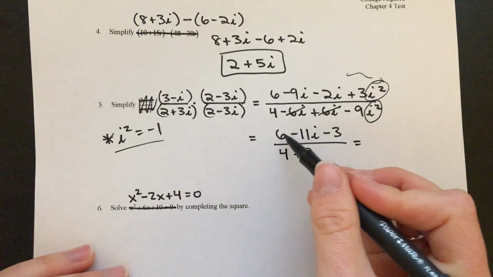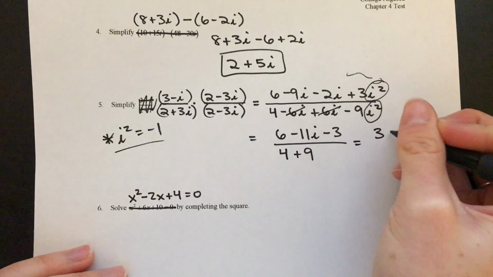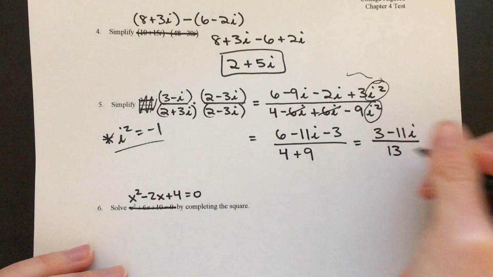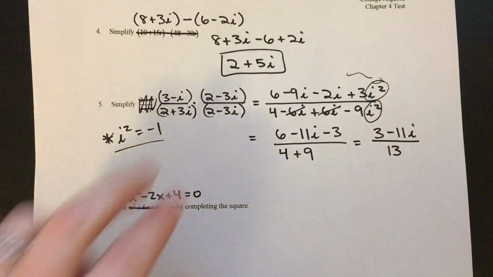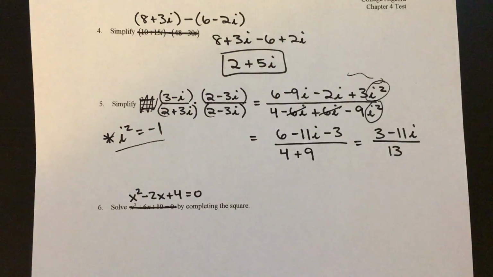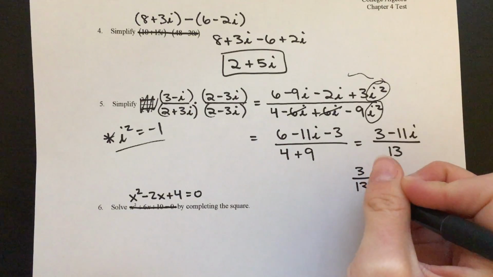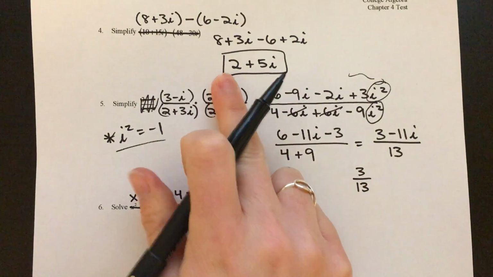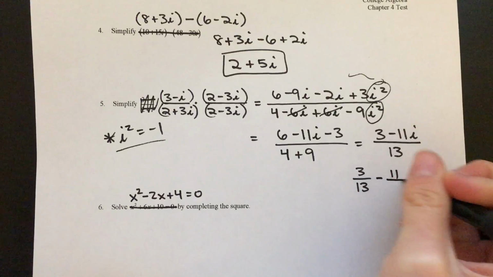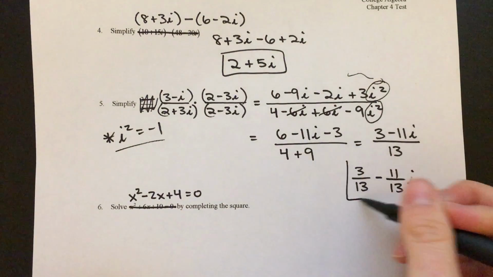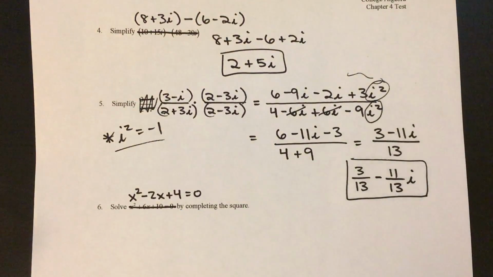So let's keep cleaning up. We have 6 minus 3 is 3, minus 11i. Our denominator ends up being a 13. And then for your very last step, because you need it to end up in this form, you would just divide each piece by 13. So 3 divided by 13 would be your real part, like that. And then negative 11 over 13 times i would be your imaginary part. So just separating them each over the 13.